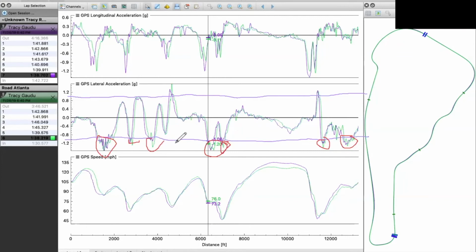1, 2, 3, 4, 5. 7 right-hand turns and 1, 2, I'm going to count this, 3 left-hand turns. This is primarily a right-hand turning track, right? Pretty easy to see, isn't it? We spend more time doing right-hand turns. You can see that, right?